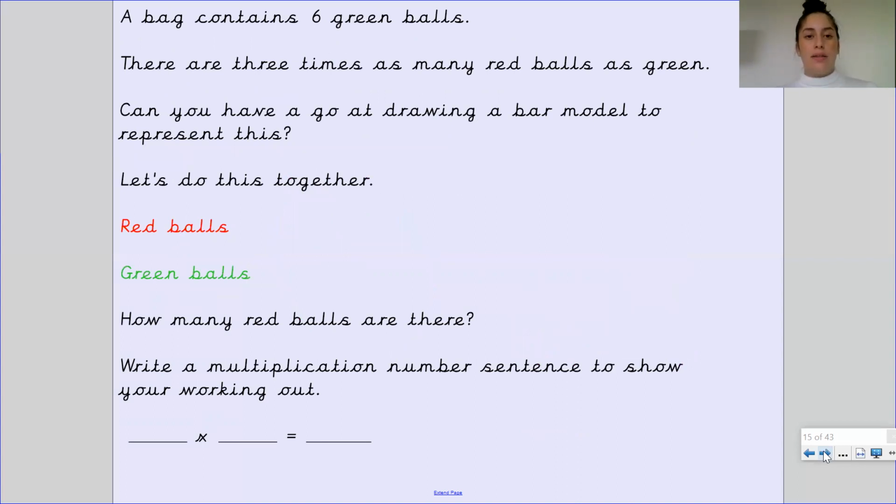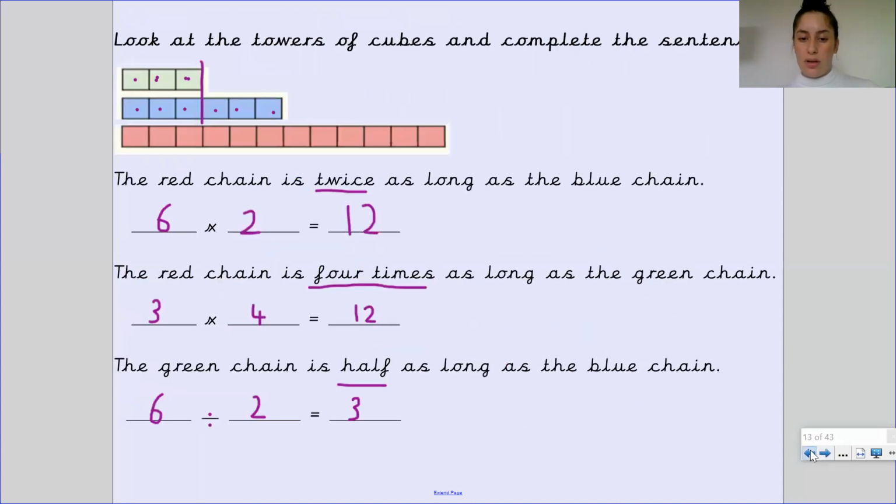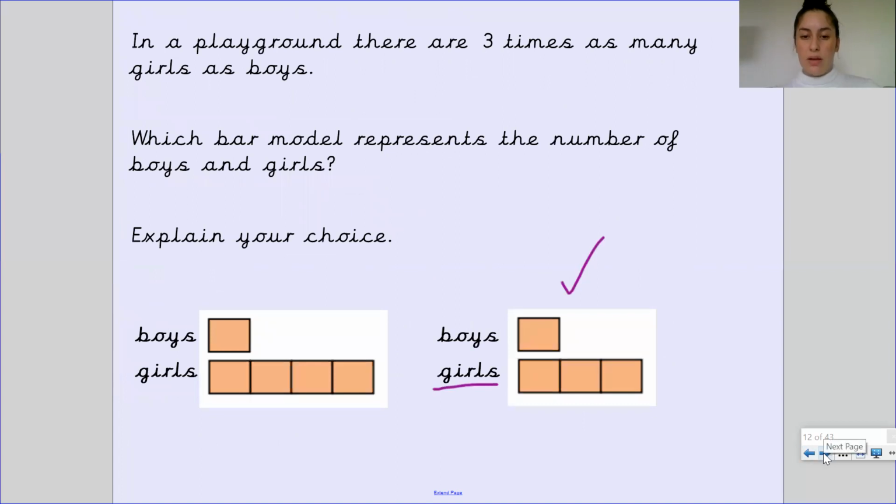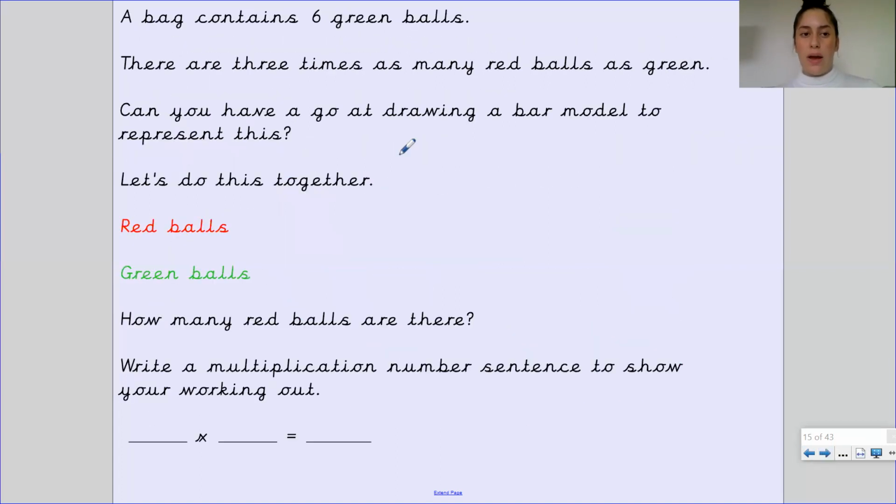A bag contains 6 green balls. There are 3 times as many red balls as green. Can you have a go at drawing a bar model to represent this? A bar model is going to look like this. So you know that one bag contains 6 green balls. Can you draw a bar model to represent the number of red balls? You know that there are 3 times as many. Play the video when you're ready.